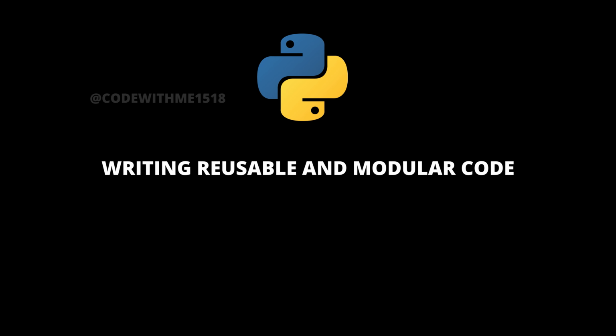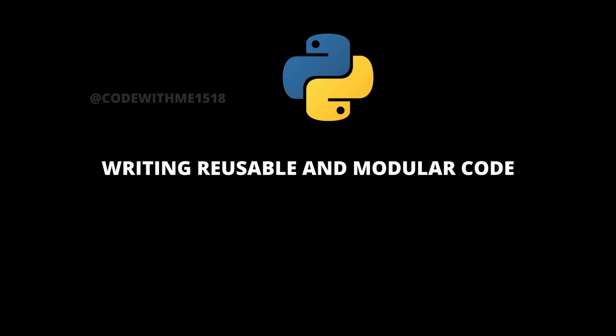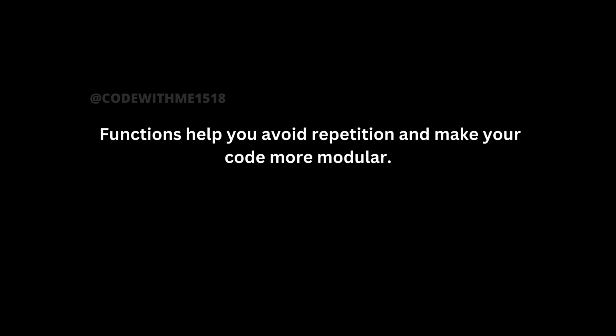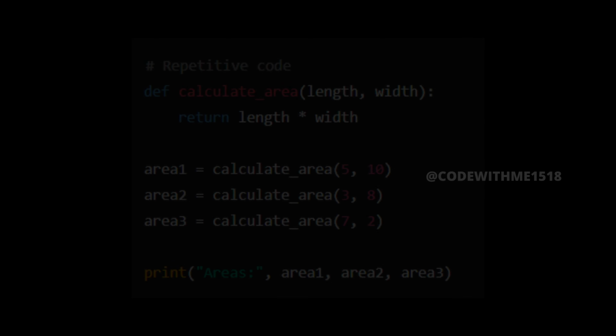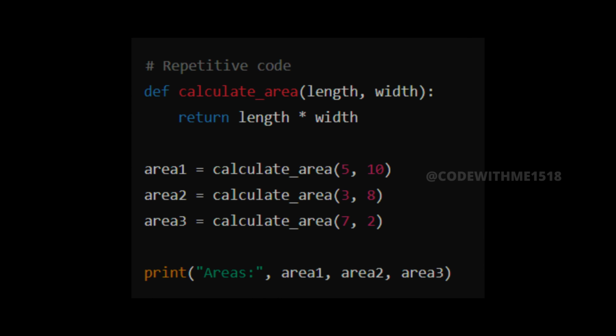Finally, let's discuss writing reusable and modular code. Functions help you avoid repetition and make your code more modular. Let's refactor some repetitive code into a function. By defining a calculate_area function, we avoid repeating the area calculation code and make our script cleaner and more modular. This approach is essential for maintaining and scaling your code base.